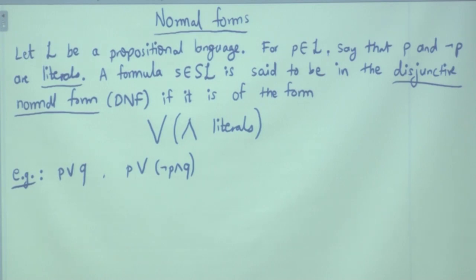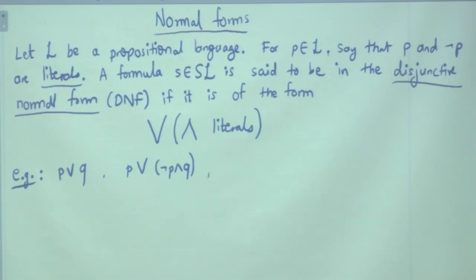Can you see why? The first part is P. P is a singleton conjunction of literals, and then negation P conjunction Q. Negation P is a literal, Q is a literal, and then it is a conjunction of literals. Is that okay? Any questions? Both of them are finite. P is a singleton conjunction. Our formula cannot be of infinite length. Yes, so everything has to be finite.